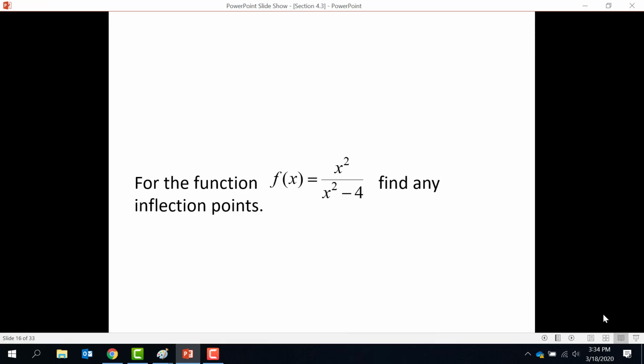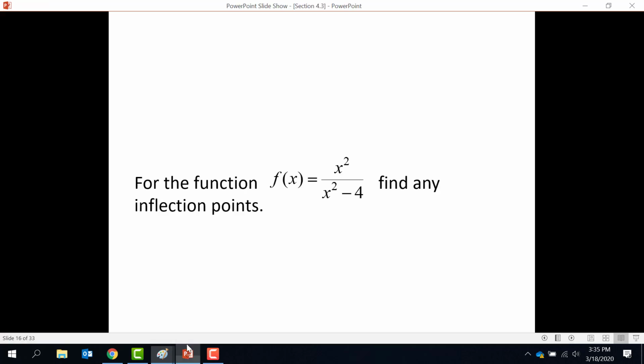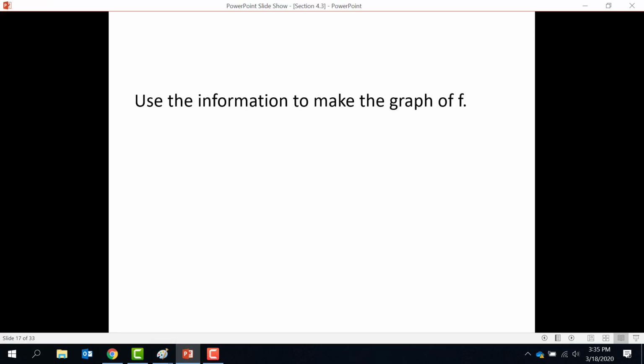So again, we want to find any inflection points. We look at the sign chart for the second derivative to look for inflection points. But you can see that the only place it changes concavity is at negative 2 and 2, but there is no point at negative 2 or at positive 2. So the graph does not have any inflection points. And now we can take all this information and make a graph of f.